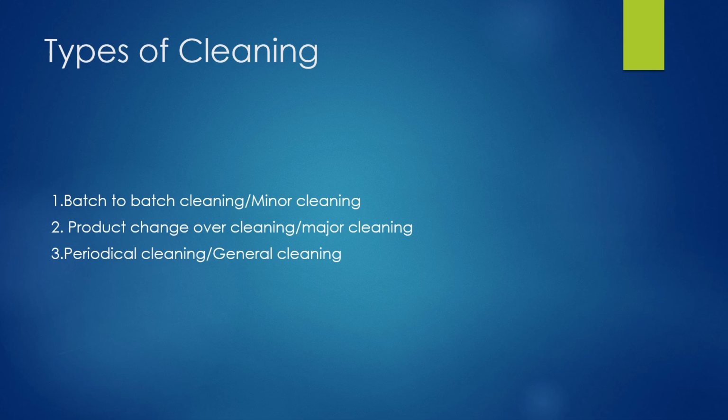Coming to periodical cleaning or general cleaning. This type of cleaning is done periodically. For example, whenever I'm manufacturing 10 batches in a particular equipment, after completion of those 10 batches, I'm going to clean that equipment. Then again I'm going to use my equipment for 10 batches, and then again I'm going to clean the equipment, and again reuse the same equipment for the manufacturing of the product. So this is the general cleaning that is followed. These are the types of cleaning used in the pharmaceutical industries during the cleaning of the line.